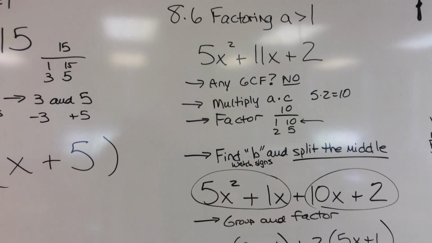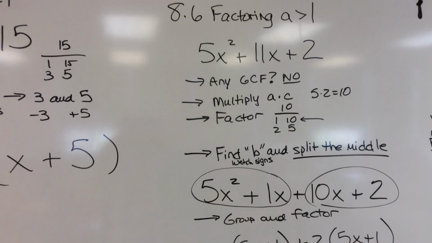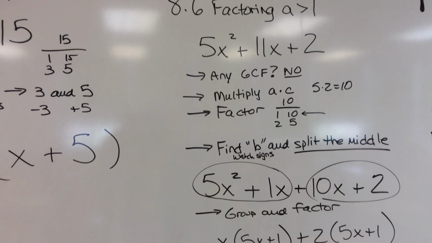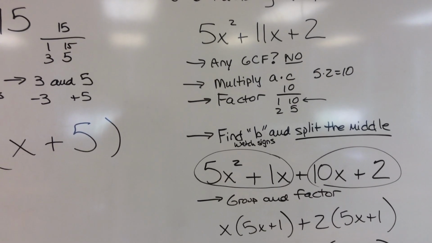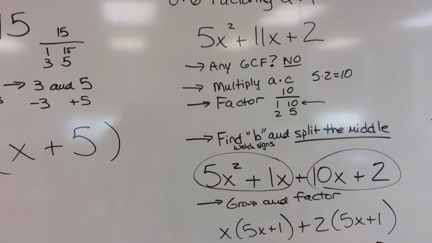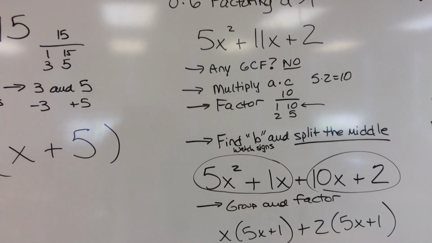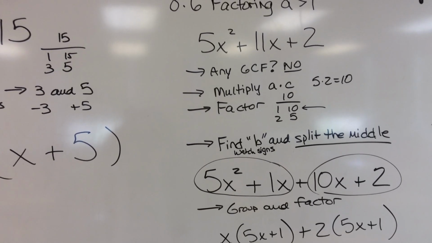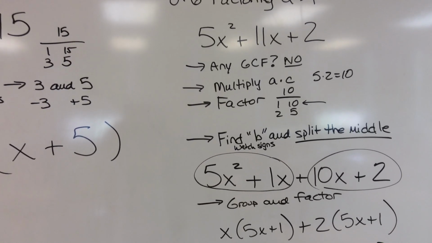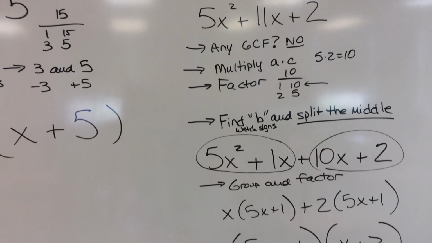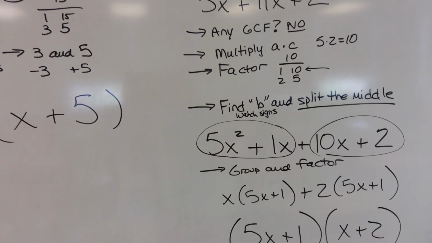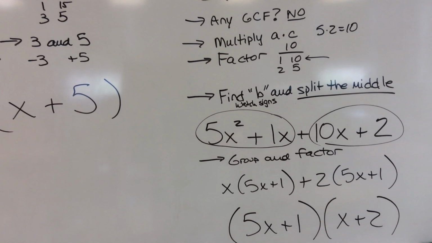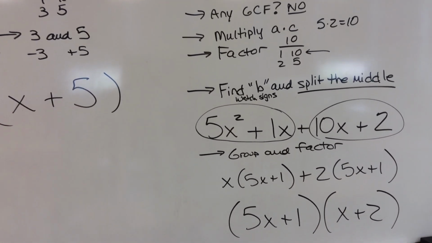So now I do what we call split the middle. Remember, we rewrite our trinomial, but instead of 3 terms, we're going to write it in 4 terms. The first term, 5x squared, stays the same. The last term, 2, stays the same. But I split that 11x into 1x and 10x. Then I group those 4 terms into 2 groups of 2. And I factor out from each one.